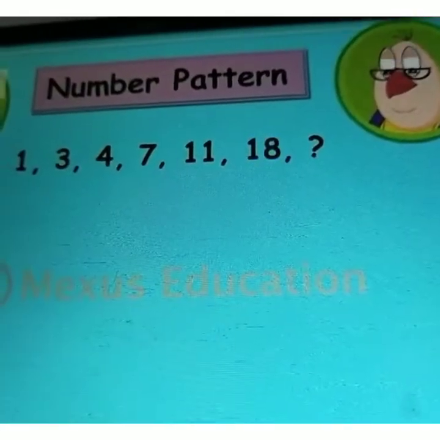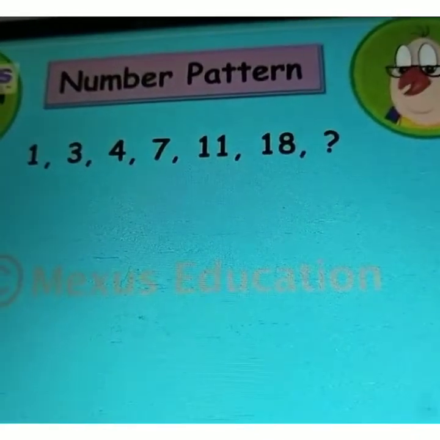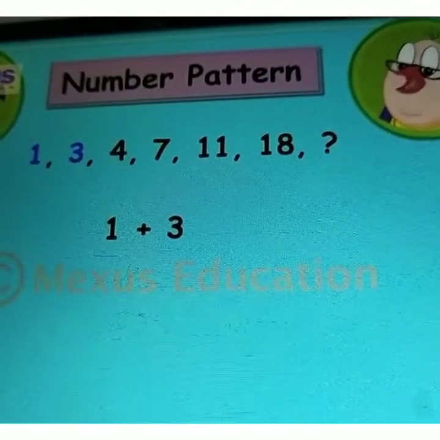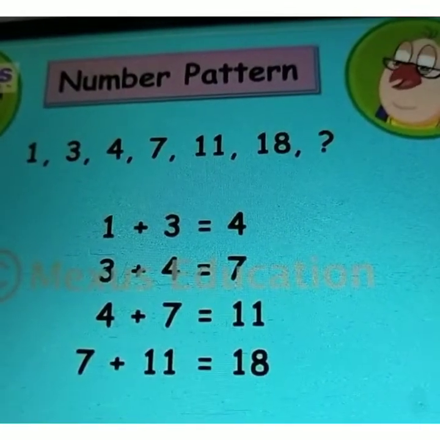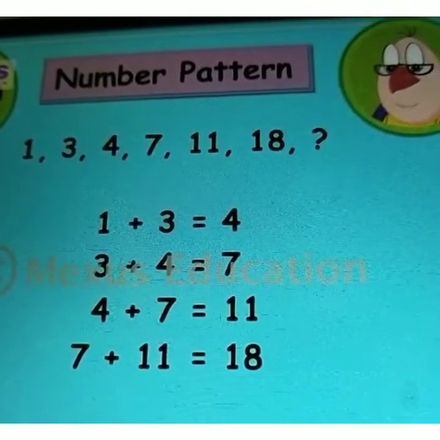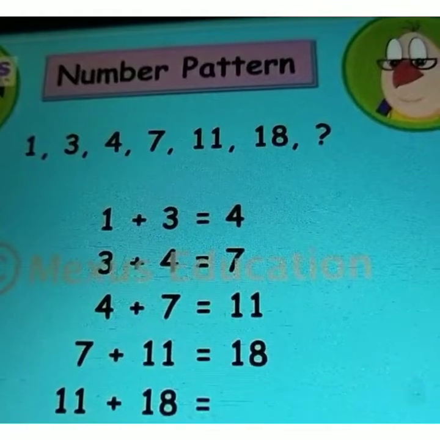Now this looks tricky. Here's how. We add the previous number to the current number to get the next number. So what's the next number after 18? The next number is 11 plus 18 equals 29.